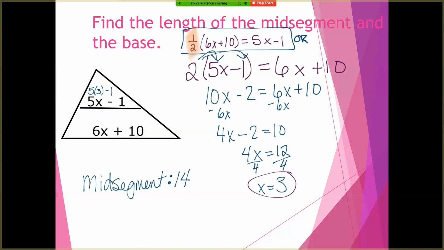If I plug in 3, 6 times 3 plus 10, 6 times 3 is 18, plus 10 is 28. Keep in mind your base should always be twice as big as your midsegment. So if I take my midsegment that's 14 and multiply it by 2, I could have also got that the base was 28. So just another way of doing that.